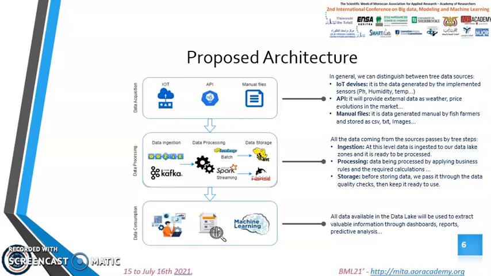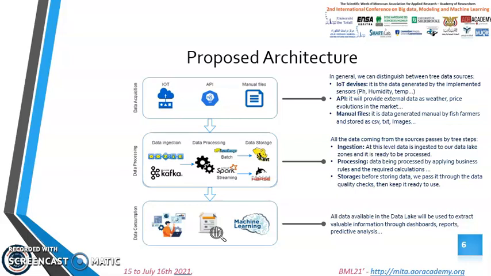Then we have the API data. It will provide the external data such as weather, price evolution in the market, market demand, etc. Then we have the manual files. It is the data generated manually by fish farmers and stored as CSV, text, or even images.